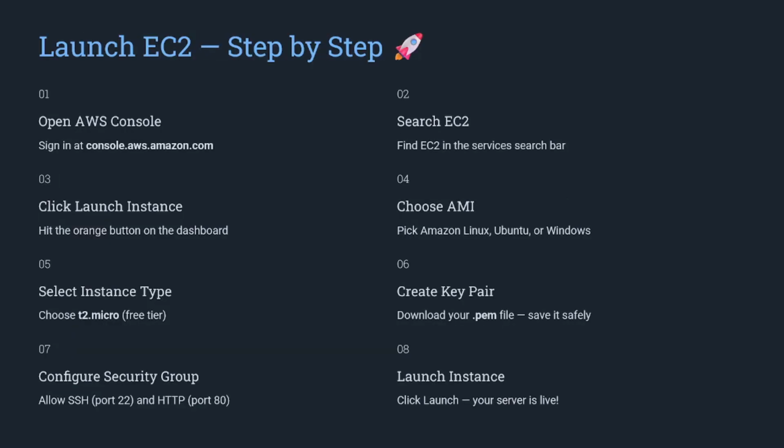Launch EC2 step by step. Now comes the exciting part, launching the EC2 instance. First, open the AWS Console and search for EC2, then click on Launch Instance. After that, choose your AMI, select the instance type, create a key pair, configure the security group, and finally click Launch. Just like that, AWS creates your cloud server within a minute. No physical setup, no waiting, everything happens directly from the cloud.